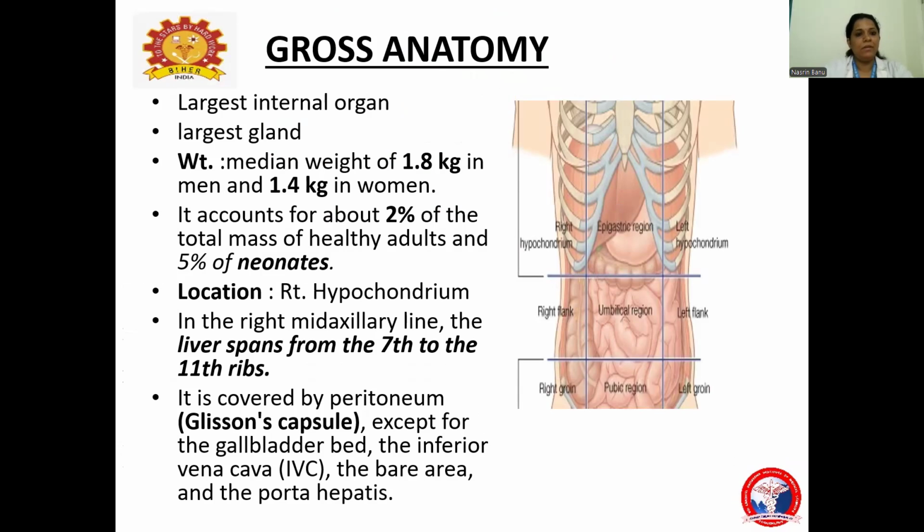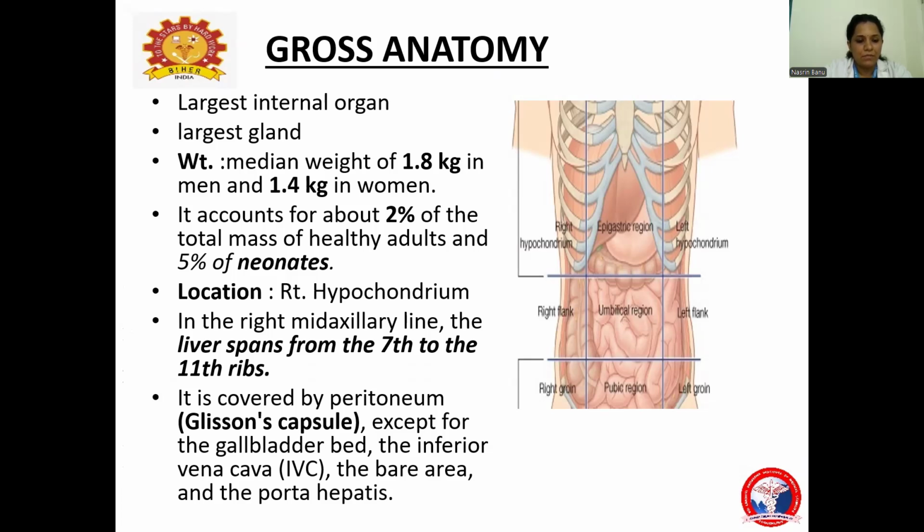The gross anatomy. The liver is the largest internal organ. It is the largest gland. The median weight is 1.8 kg in men and 1.4 kg in women. It accounts for about 2% of the total mass of healthy adults and 5% of neonates. Location is in the right hypochondrium. In the right mid-axillary line, the liver spans from the 7th to the 11th ribs.